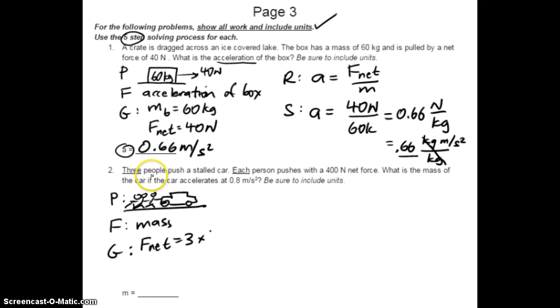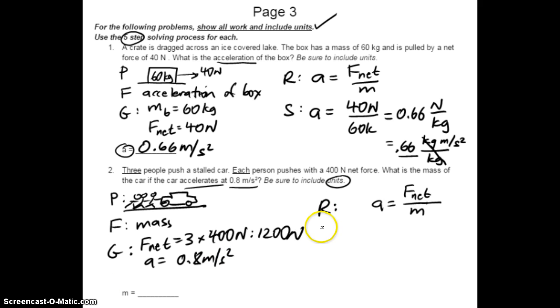Okay, in this next problem, we have 3 people pushing a stalled cart, and each person pushes with a 400 newton net force. What is the mass of the car if the car accelerates at 0.8 meters per second squared? Be sure to include units. Let's take a look. We got our picture. 3 people pushing a car, and we're trying to find mass. What are we given? Given our net force is 3 times 400 newtons is equal to 1200 newtons total. And let's see, our acceleration is 0.8 meters per second squared.